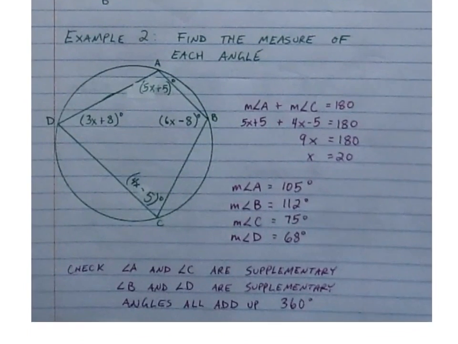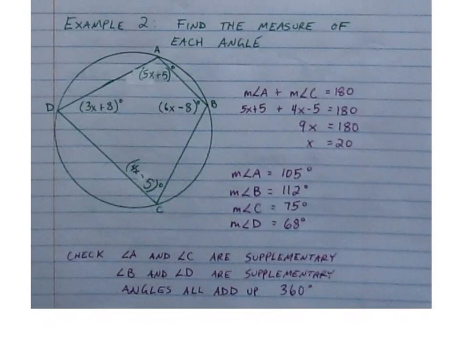Example 2, we've been given a quadrilateral, and we see that the quadrilateral is inscribed inside of a circle, and so we need to find the measure of each angle. And I could say that D and B are supplementary, or A and C are supplementary. And I went with the route of A and C. So the measure of angle A plus the measure of angle C should equal 180 degrees. So we find 5x plus 5, 4x minus 5, and we do the algebraic work and arrive at x equals 20.